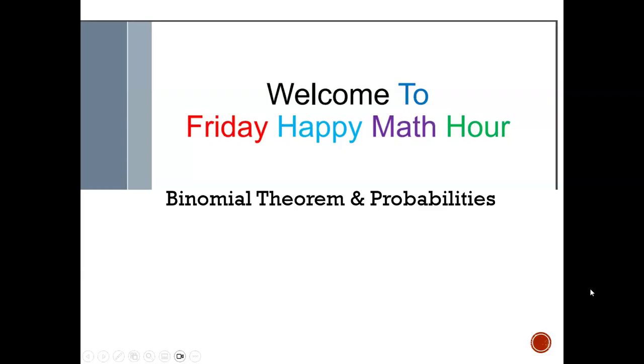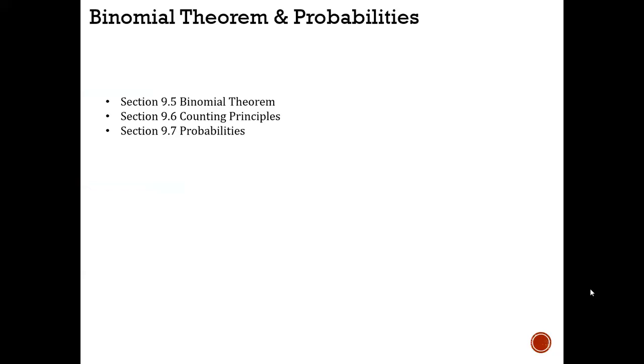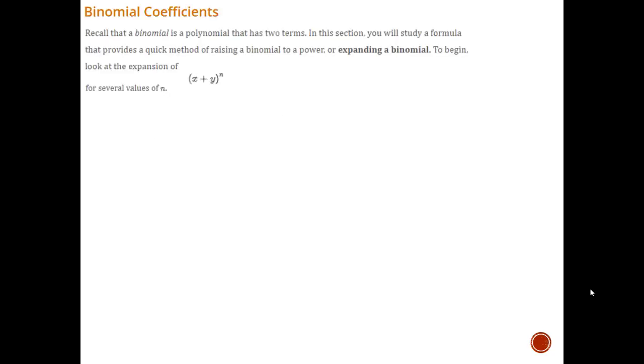Today we're looking at the binomial theorem, some counting techniques, and probability. These cover sections 9.5, 9.6, and 9.7 in your 2412 course, so you should be covering them around this time. Binomial theorem, some counting principles, and probabilities.